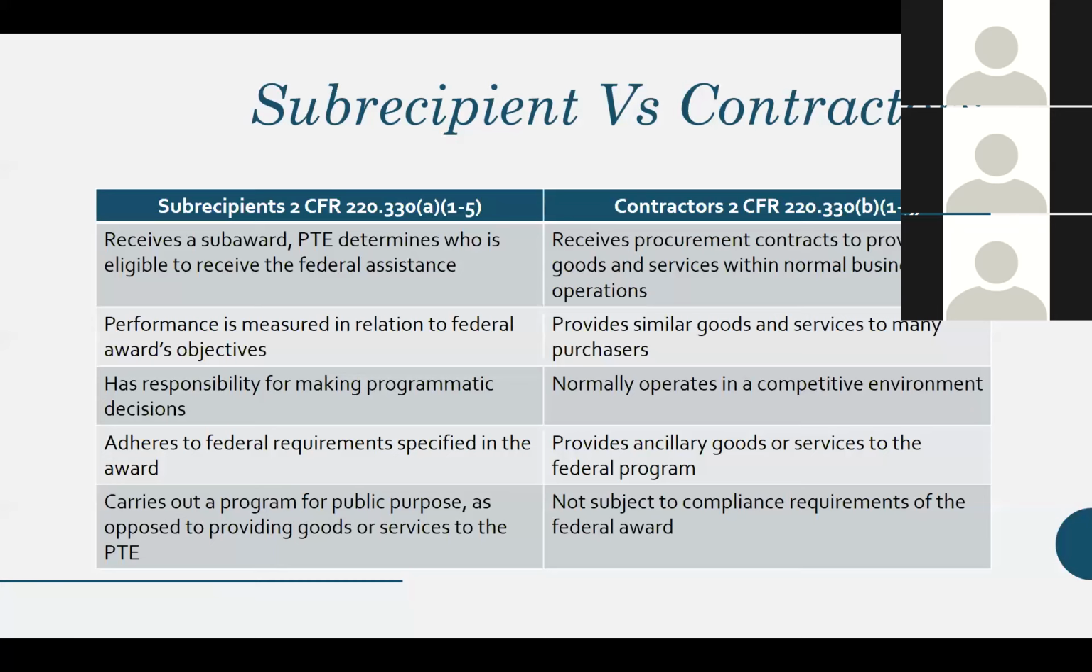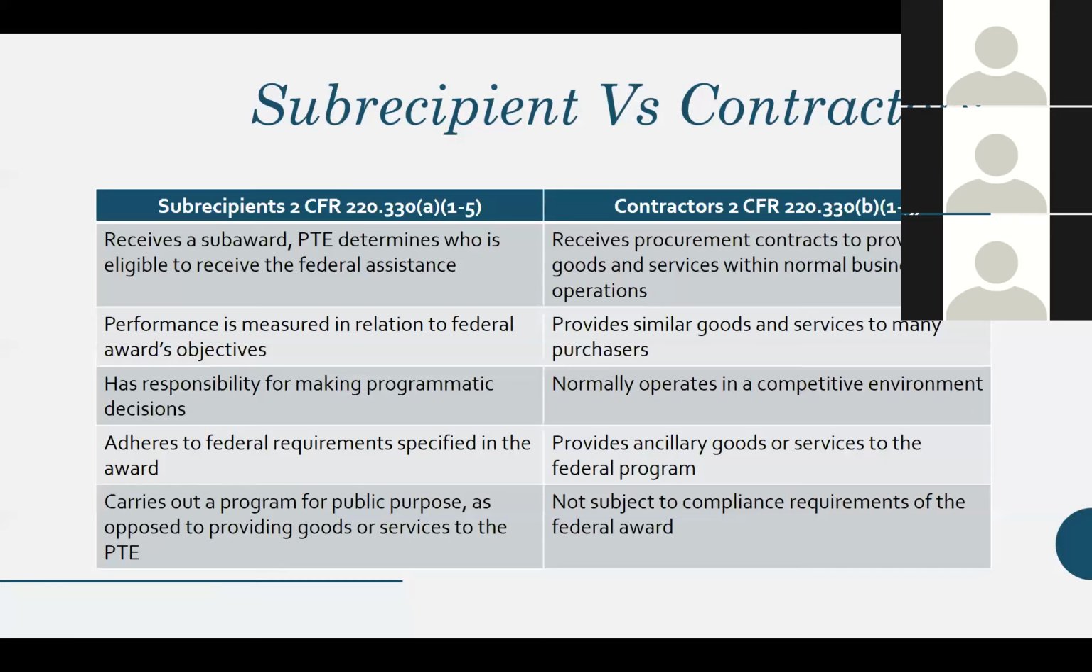Contrast that with the contractor. It's someone who receives procurement contracts to provide goods and services within normal business operations. They provide similar goods and services to many purchasers. They normally operate in a competitive environment. They provide ancillary goods or services to the federal program. And the last one is important: they're not subject to compliance requirements of the federal award.